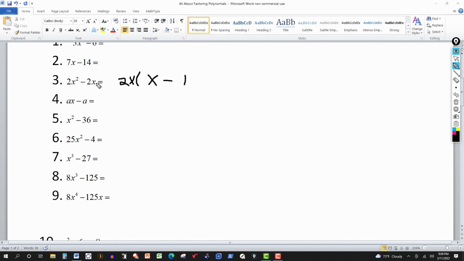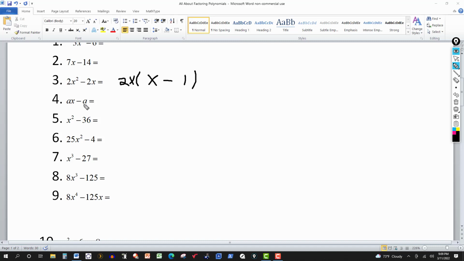Remember, 1 always multiplies anything. 1 times anything is that anything. 1 times 10 is 10. 1 times 2x is 2x. So you don't leave it nothing or 0. You can check yourself. 2x times x is 2x squared. And if you don't have anything there, there's nothing to multiply. So it's a 1 or a minus 1. 2x times a minus 1 is a minus 2x. That checks. The next one, also a binomial.